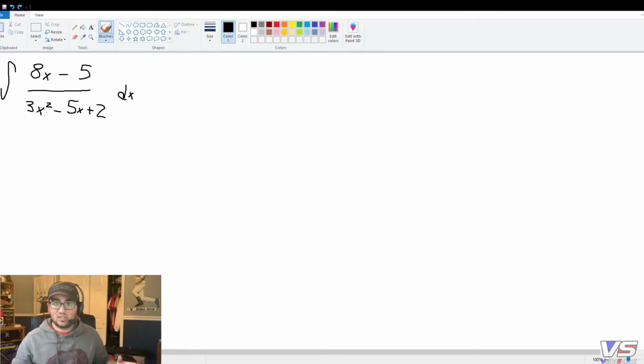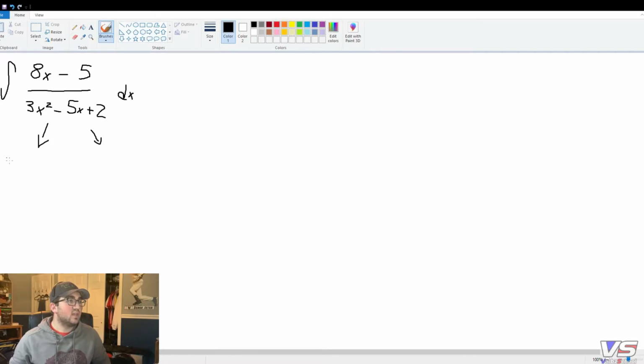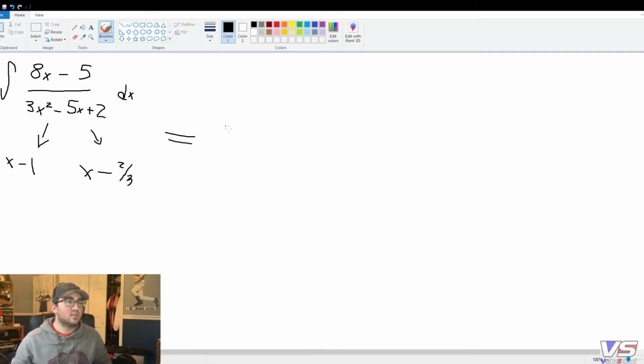Now, again, I'll save you guys the time right now, but if you did the quadratic equation for the bottom part, you can find that 3x squared minus 5x plus 2 can break down into two pieces. That's going to break down to x minus 1 and x minus 2/3. Since we know that, we can move over to find that a over x minus 1 plus b over x minus 2/3.